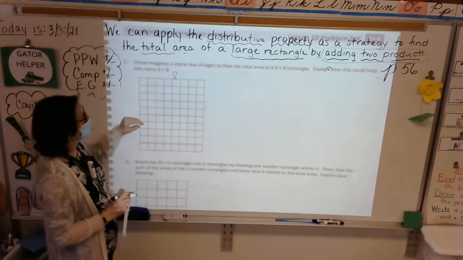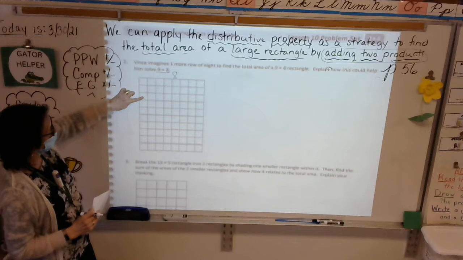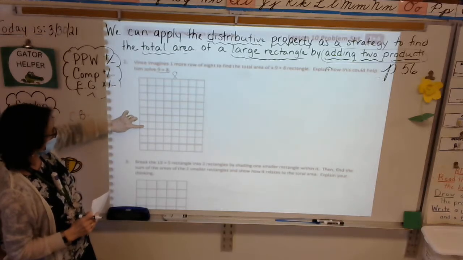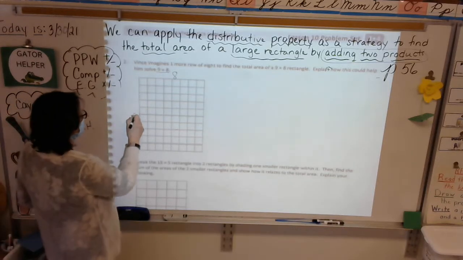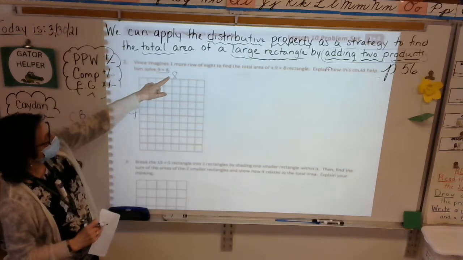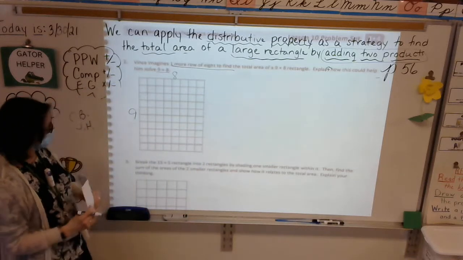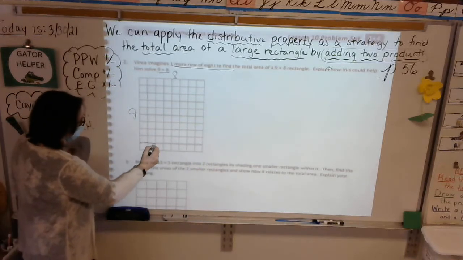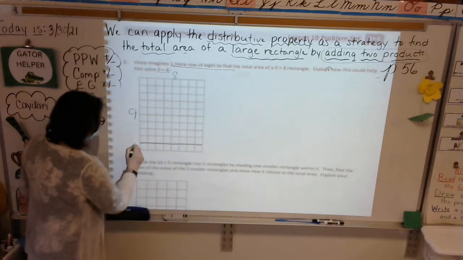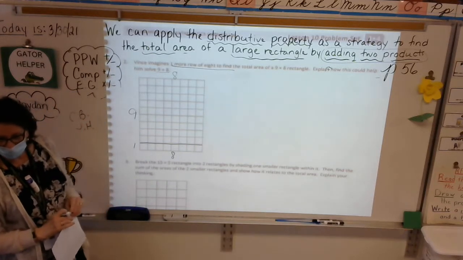And now let's go down the side. He has a 9 by 8 rectangle. 1, 2, 3, 4, 5, 6, 7, 8, 9. But it says right here, he imagines adding one more row of 8. Where's the one more row of 8 he added? Right here. You see the little line there that kind of splits it? So that one is a 1 by 8. Go ahead and label your side lengths.